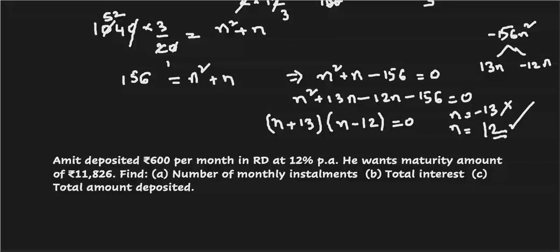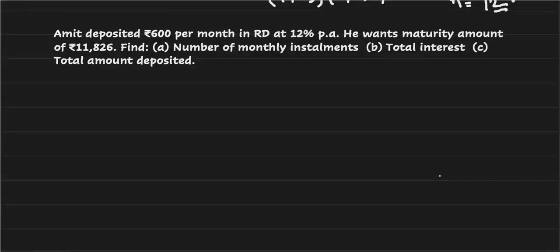Let's do one difficult type of problem for your board exam and finish this video. Okay. So what is given here in this problem? Amit deposited rupees 600 per month in recurring deposit at 12% per annum. He wants maturity amount of 11,826. Find the number of monthly installments. He knows what he wants, but he doesn't know how many months he should continue. If a bank is giving 12% per annum, the number of monthly installments he has to find out, and what is the total interest he gained, and what is the total amount deposited. These are the three things here we have to find out.